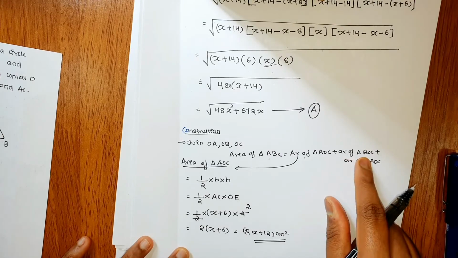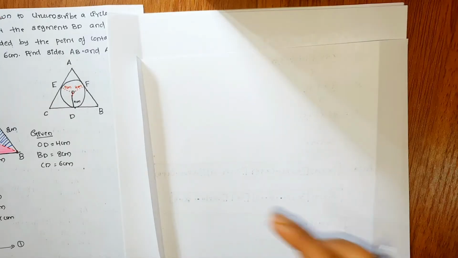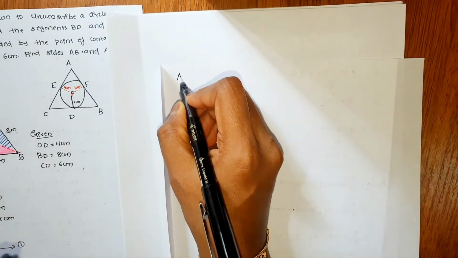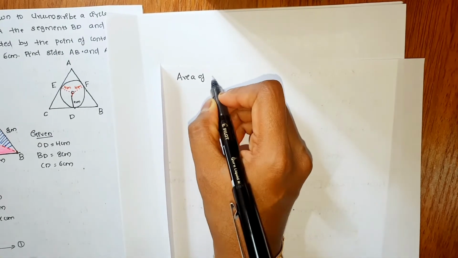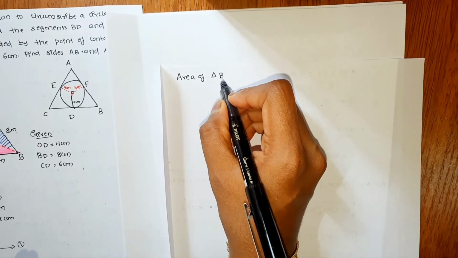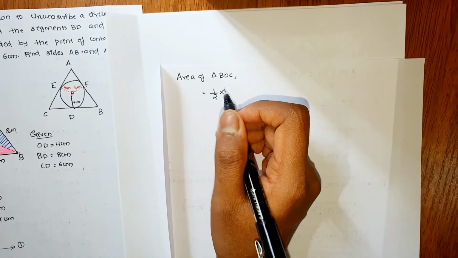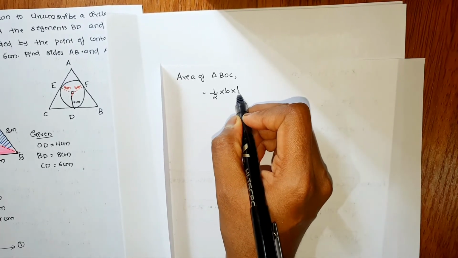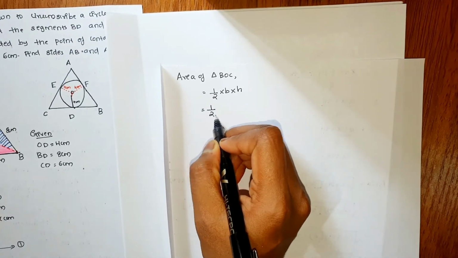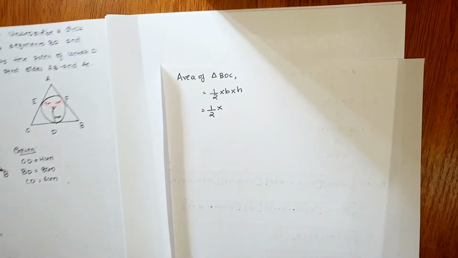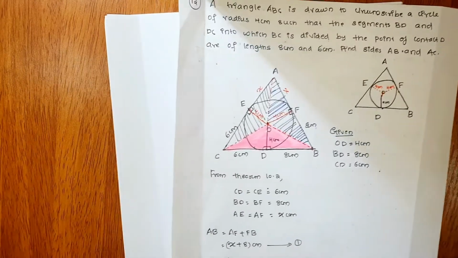Next we can find the area of triangle BOC. So students, next is area of triangle BOC. That is also half into base into height. So half into, what is base? Where is our triangle BOC?